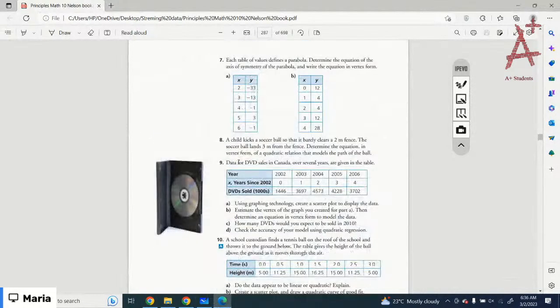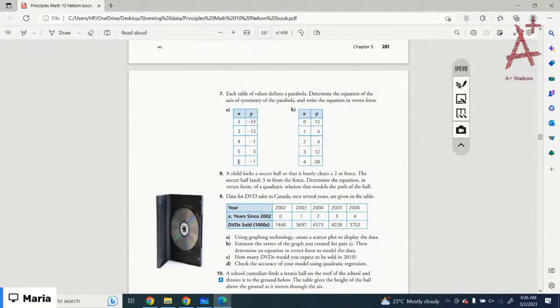Okay, let's just start with question number 7. Each of the tables defines a parabola. Determine the equation of the axis of symmetry of the parabola and write down the equation in vertex form. You have to write down the equation in the vertex form. Got it?